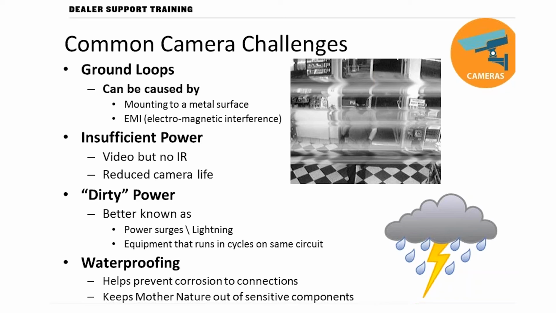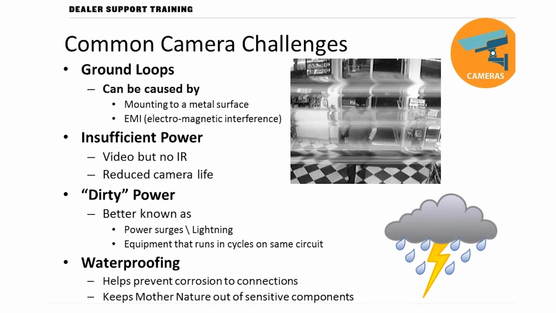If you're running a camera a very long distance, it's generally very good to power the camera at the source. However, in some cases this is not possible. But if you do not provide sufficient power to the camera, you will receive video but no IR. By doing this, you may also reduce the camera life.